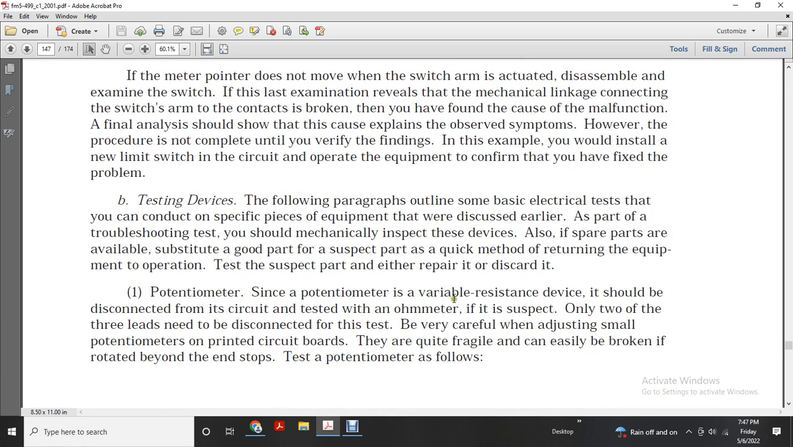Potentiometer. Since the potentiometer is a variable resistance device, it should be disconnected from the circuit and tested with the ohmmeter if suspected. If it is a suspect, only 2 of the 3 leads need to be disconnected for this test. Be very careful when adjusting the small potentiometers on the printed circuit board. They are quite fragile and can easily be broken if the rotor is rotated beyond the end stop of the potentiometer.